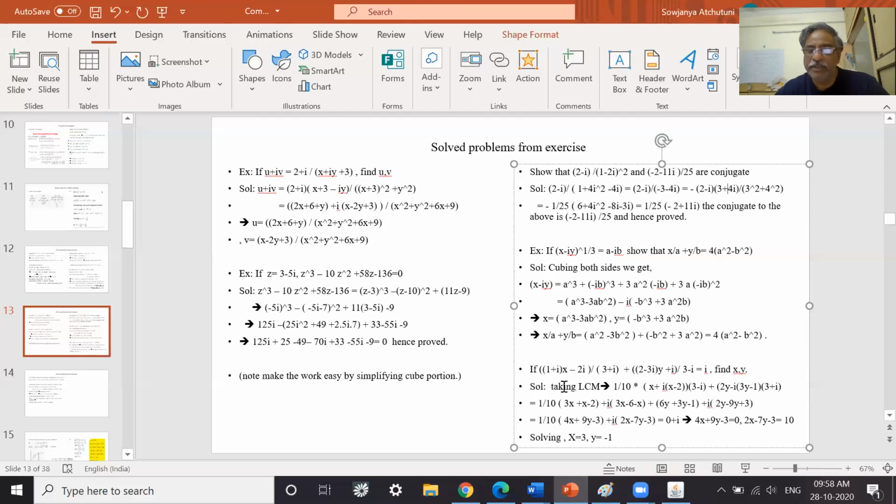So I am simplifying. Now I am taking LCM. Here the bottom is 3 plus i, here the bottom is 3 minus i. So 3 square minus i square, 9 minus (−1), is 10. So my denominator I got is 1 by 10. For my numerator, I have to multiply this with 3 minus i, and the other one with 3 plus i. When I am simplifying this, I am getting a real term and an imaginary term.